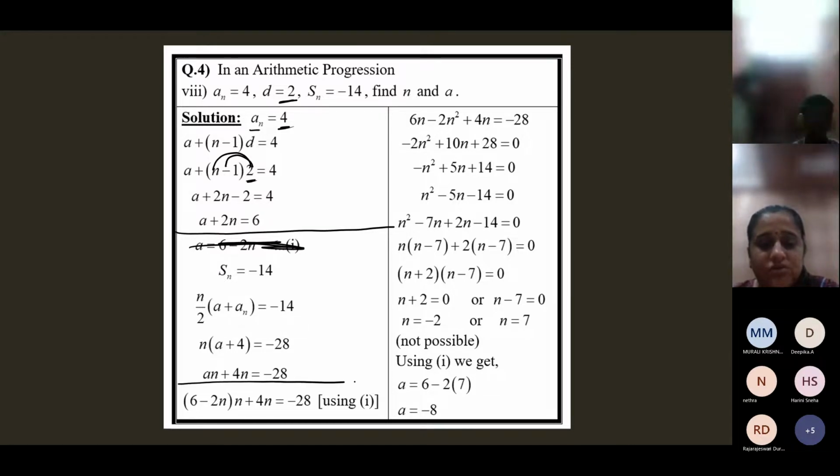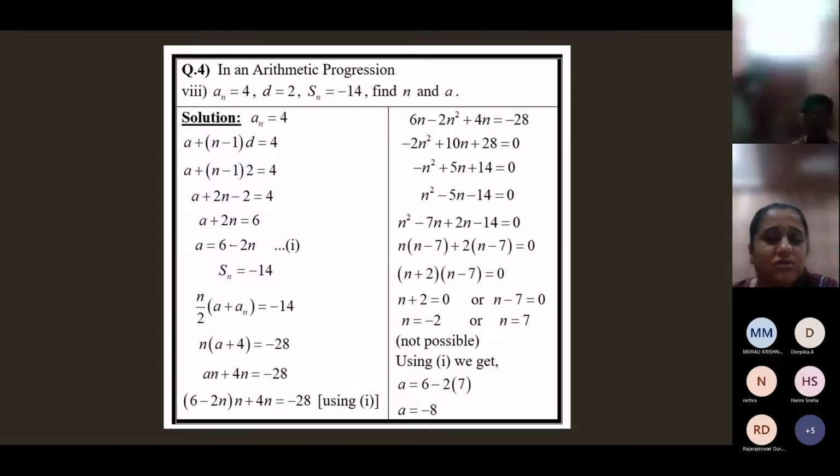Now look at these two things, children. You can work anything first. There's nothing like you'll have to do this first. Based on the information given, an is given first, so maybe you'll work that, and then Sn is given, so you'll work that. You can also work Sn first and then an. So the order is not important. Now see here, we'll understand till here.